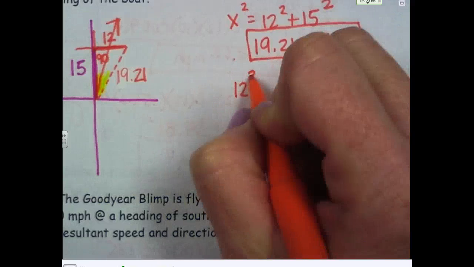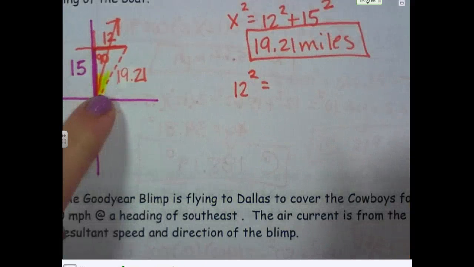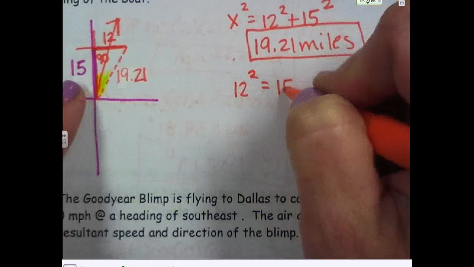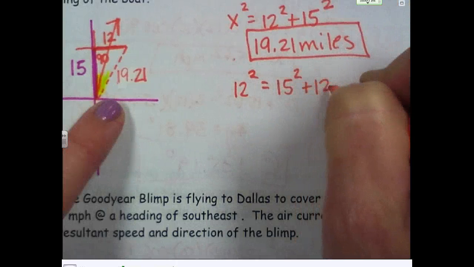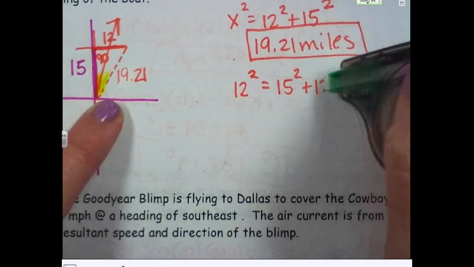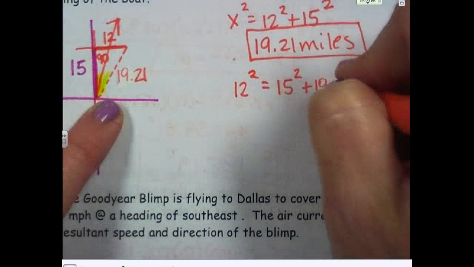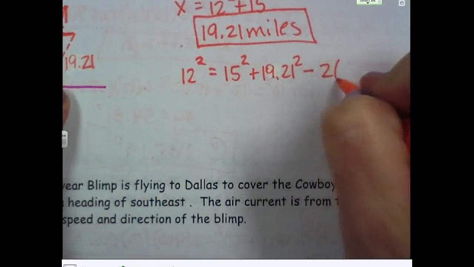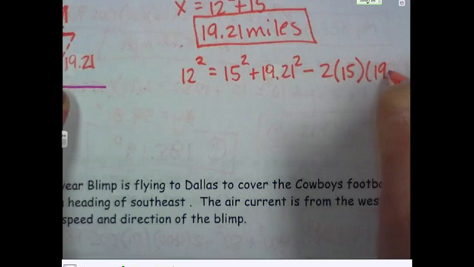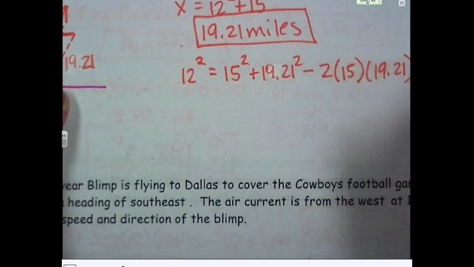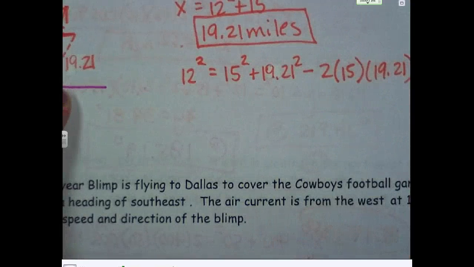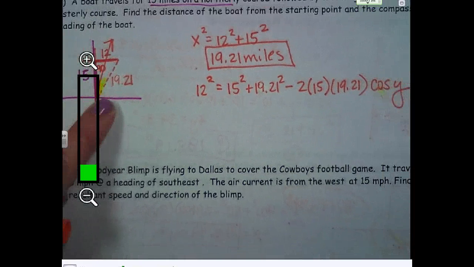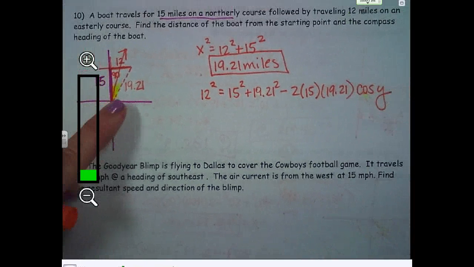So 12 squared equals, because that angle was made by the wind. Okay, so 12 squared equals the other two, the 15 squared and what you found, minus, remember you take the 2, then you minus 2 times the same two numbers. And then you do the cosine of your missing angle. So that's what your line should look like.